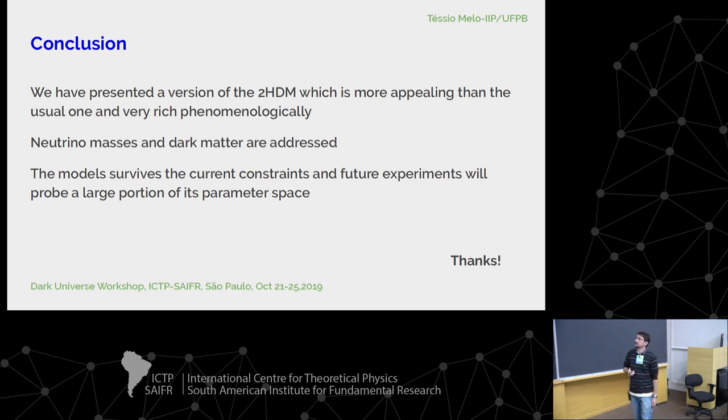So that's it. In conclusion, we have a more appealing version of the Three-Higgs Doublet Model, in which we solve the flavor changing problem in a more elegant way by means of a gauge symmetry. With this gauge symmetry, we produce massive neutrinos. No, we don't discuss this. The model survives the current bounds and can be probed by the future experiments. Thanks.